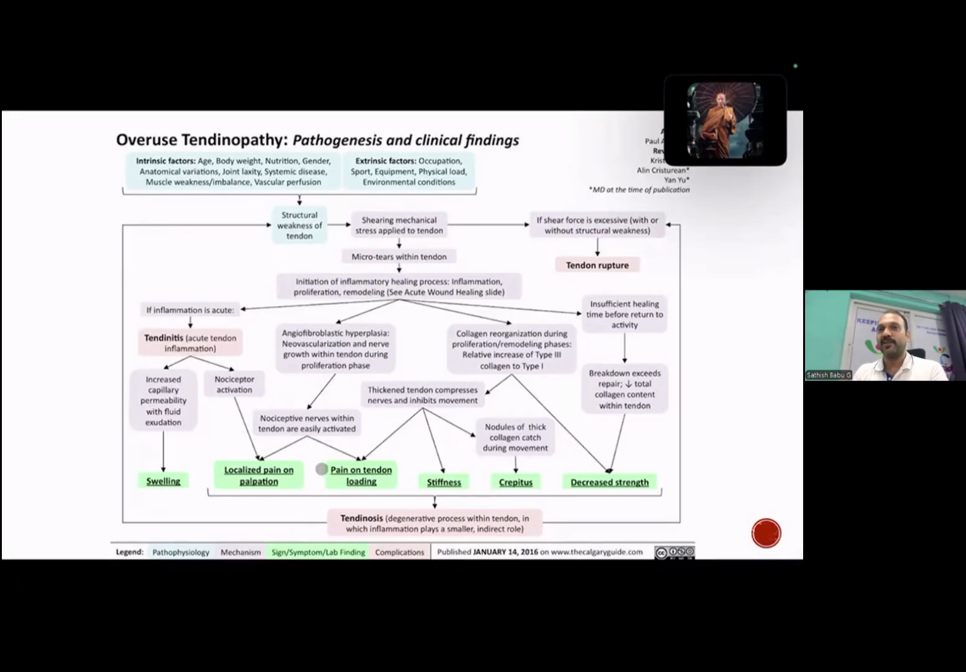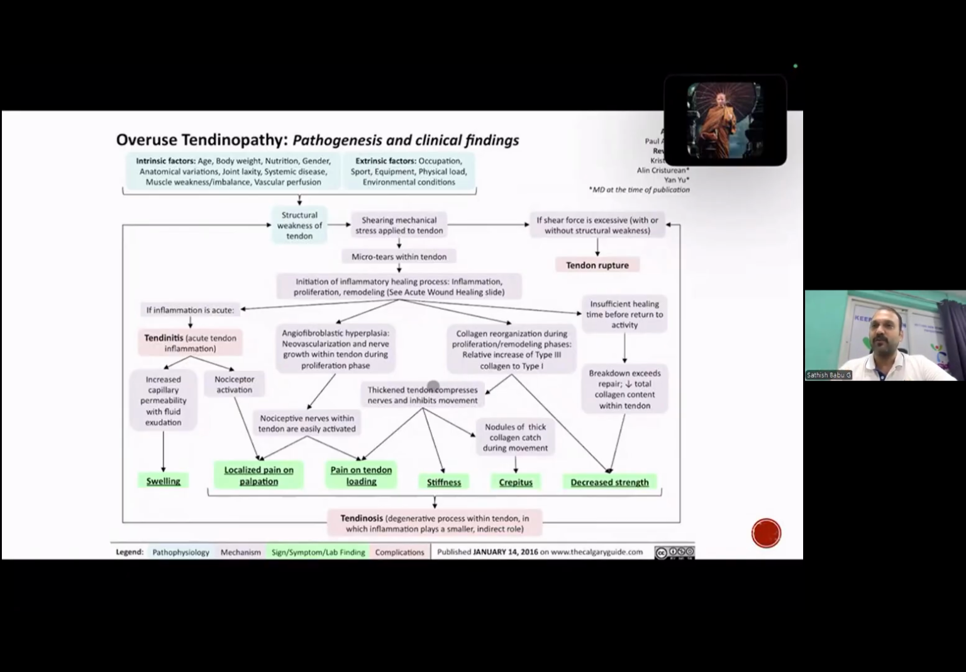The other way is pain in the tendon during loading. So either palpating or loading, these nerves or nociceptors are going to be sensitized. Then the second one is the collagen reorganizing during the proliferation or remodeling phase. When the remodeling happens, all the collagen deposits in a linear approach. Primarily it's type 1 collagen, but after the injury, type 3 collagen forms more. That makes the scaffolding around the ligament or tendon, but the amount of force load it can transmit will be comparatively less than type 1 collagen.